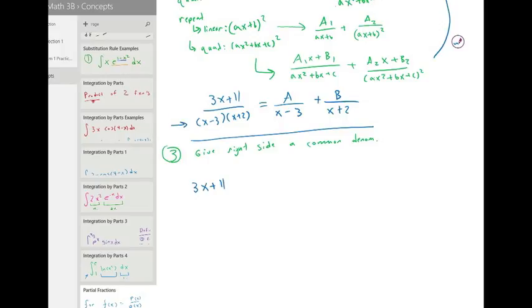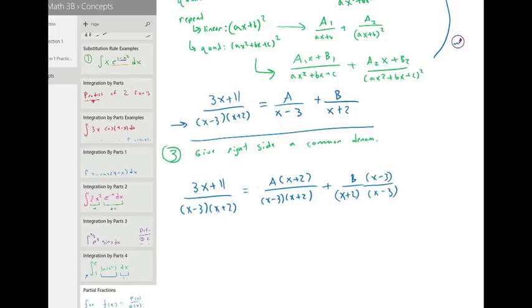So the way you do that is you multiply A by the factor it's missing on the top and bottom, because we're essentially multiplying by 1. Same with B. It's missing x - 3, so we're going to multiply the top and bottom by x - 3. These have the same denominator now, so we can combine the numerators.